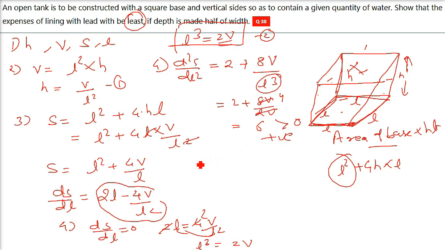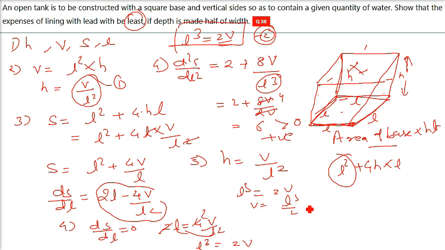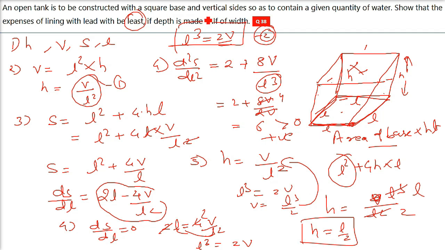This we have proved. Now we have to prove depth is equal to width by 2 also. So this height is v by L square from equation number 1. Now just utilize equation number 2 and see whether you get the relationship I just told you, that is depth h is equal to width by 2, L by 2. So h is v by L square. L cube is 2v, so v is equal to L cube by 2. So h equals L cube by 2 over L square. This gets cancelled, so h is L by 2. This is what we needed to prove, and this is what we got.